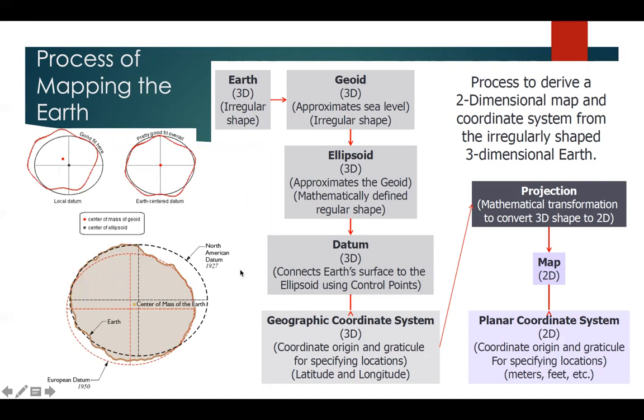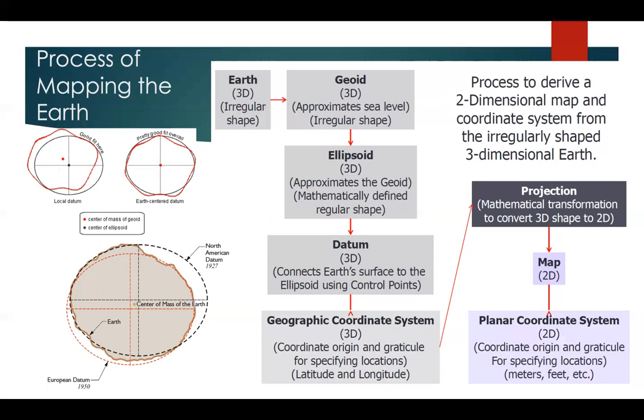Next up is the datum. This connects the Earth's surface to the ellipsoid using control points. How well the datum fits to the globe might depend on what you are mapping. For instance, in the United States, we often use the North American datum because it's highly accurate for our region. You can see this in the bottom image here, where the North American datum really fits closely to the Earth's surface on the left-hand side of the image.